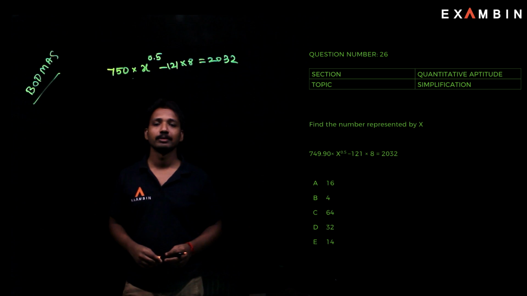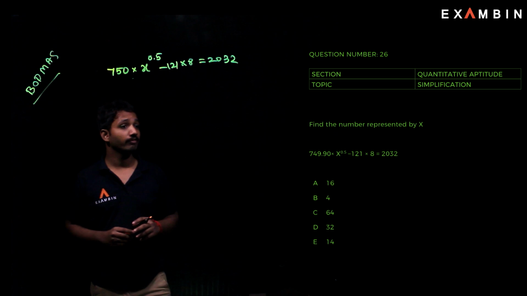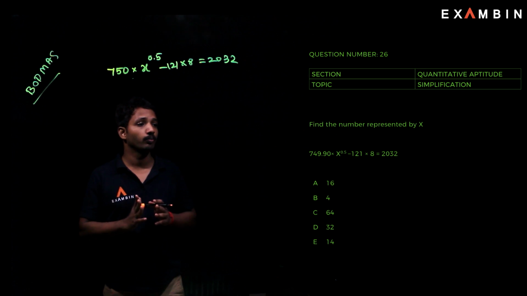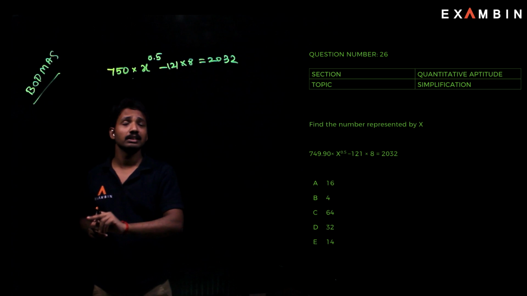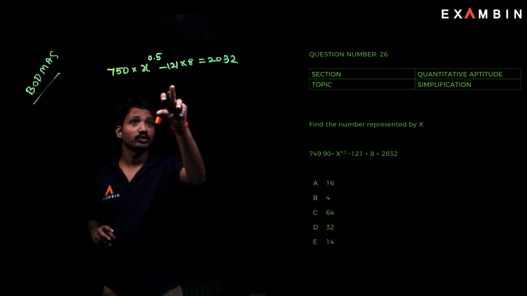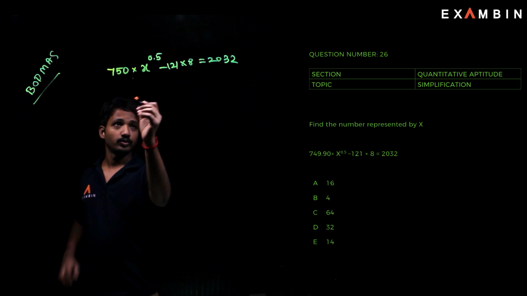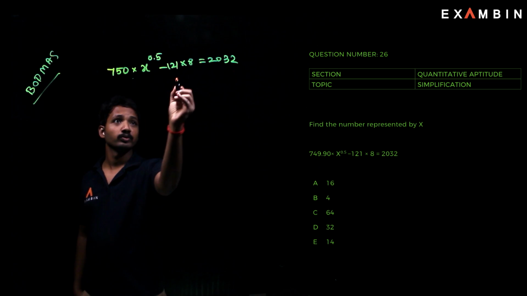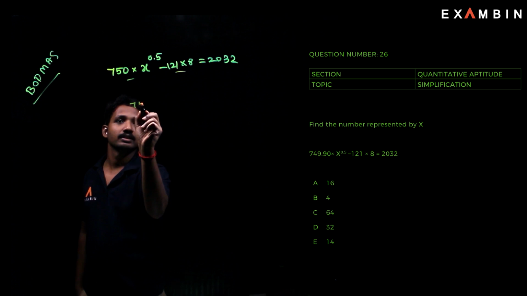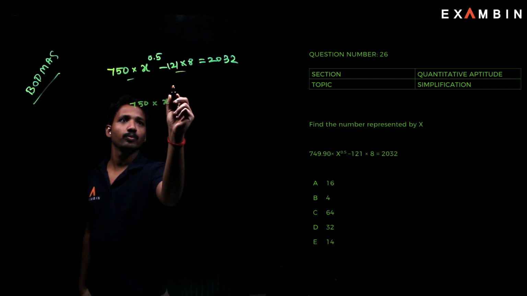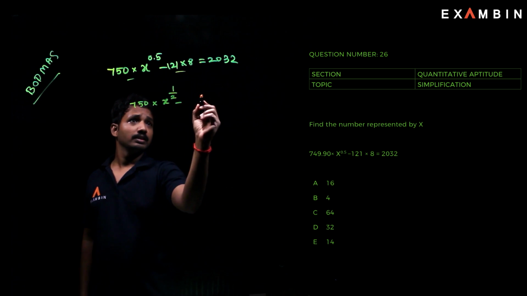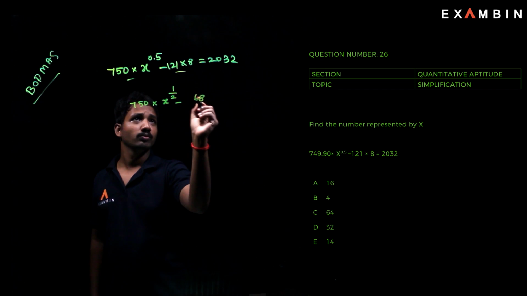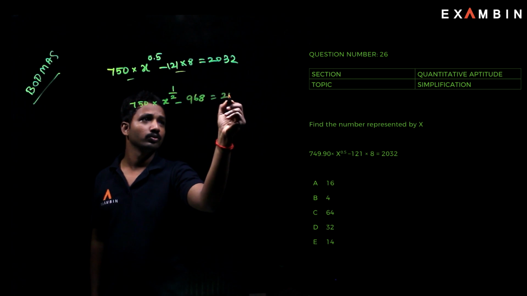Let us see another problem in simplification. So the question is 749.9 into x power 0.5 minus 121 into 8 is equal to 2032. For convenience, I am making 749.9 as 750 into x power 0.5 minus 121 into 8 is equal to 2032. So first I am doing as per BODMAS rule the multiplications. 750 into x power 1 by 2 minus 121 into 8. 8 2s are 16, 968 is equal to 2032.